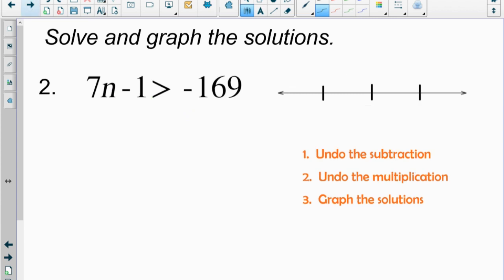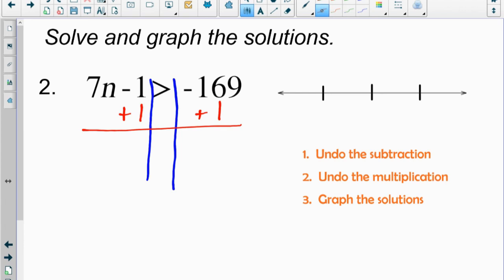All right, here's our second example. 7n minus 1 is greater than negative 169. So I want you to think about, what would you do first in solving this inequality? All right, well, hopefully you said add 1 on each side when you responded in the Edpuzzle question. So we add 1 on each side. That's going to leave us with 7n and negative 168, because remember, we're starting with the negative 169 and bringing it back, positive 1.